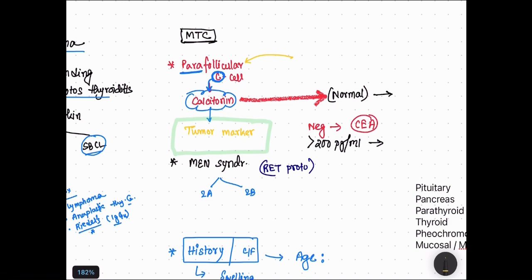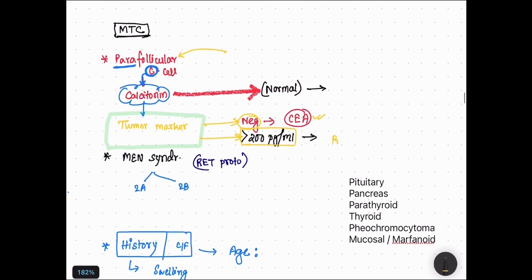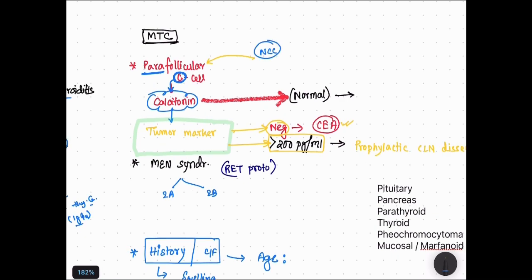Please remember, if calcitonin is negative, in that case we are going to do CEA, carcinoembryonic antigen assay. Okay, and if the calcitonin level is more than 200 picogram per ml, then we have to go for prophylactic central lymph node dissection. Now these parafollicular C cells are developed from neural crest cells. These neural crest cells developed from the ultimobranchial body.